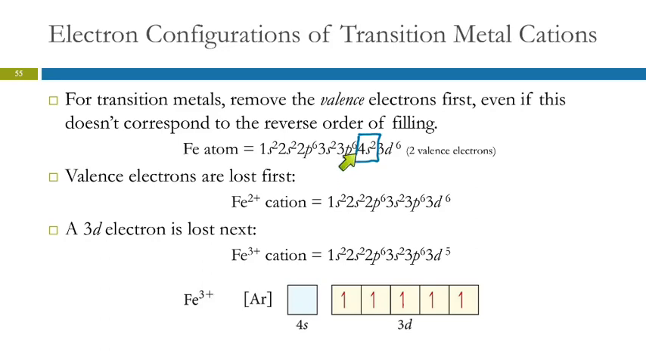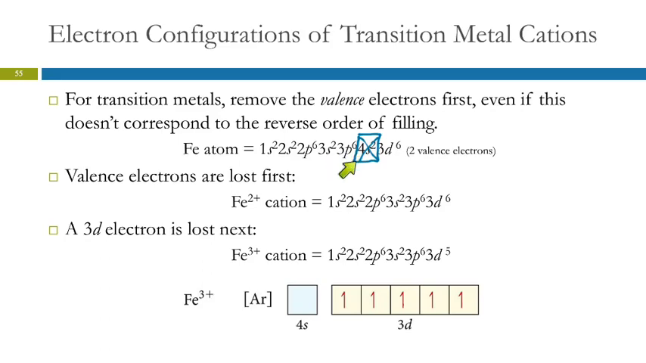In the hotel, it's the highest floor that has anybody staying on it. The 4th floor has 2 electrons on it. They went into that room before these guys went into the 3D room because this was cheaper. But this is still the highest floor, and that's what valence electrons are. So when iron loses electrons, it does not lose these that were added last. It loses the valence electrons first. So we're going to get rid of those first, and then we're going to get rid of them in reverse order.